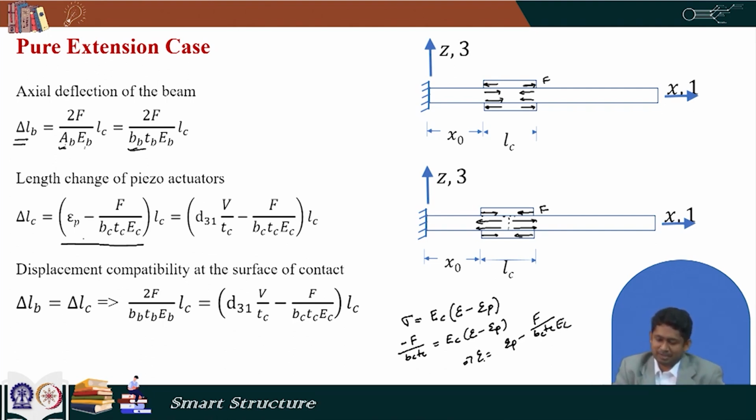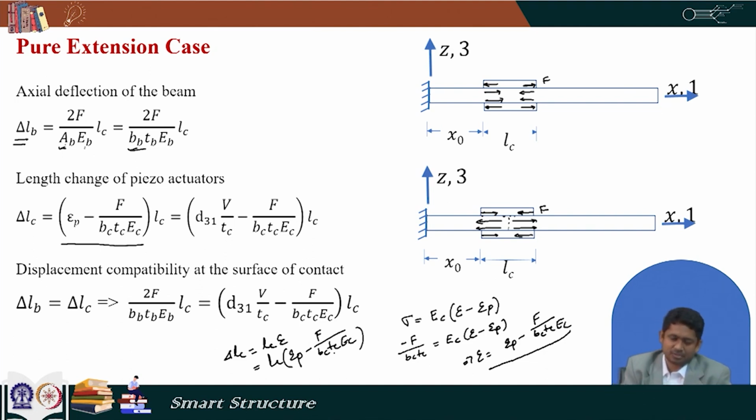Now, if this is my epsilon, from here I can find out the changing length. We just have to multiply with LC. So, we get delta LC is equal to LC multiplied by epsilon, and that is equal to LC, the entire thing, multiplied by epsilon p minus F by BC TC EC. So, this is what we can see here, and then epsilon p can be written as V by TC, and this is our final expression for change in length of the piezoelectric actuators.